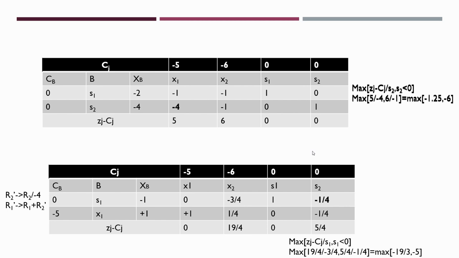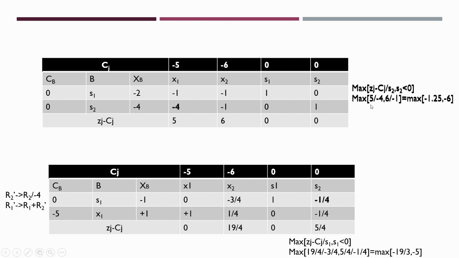Zj minus Cj for getting a key column, and first we will select a key row. How will we select a key row? Based upon the value of xb. What is the most negative xb? Minus 4. Then this is the key row, and now we will select a key column based upon the value of Zj minus Cj divided by that key row, and the key row entry must be less than 0.